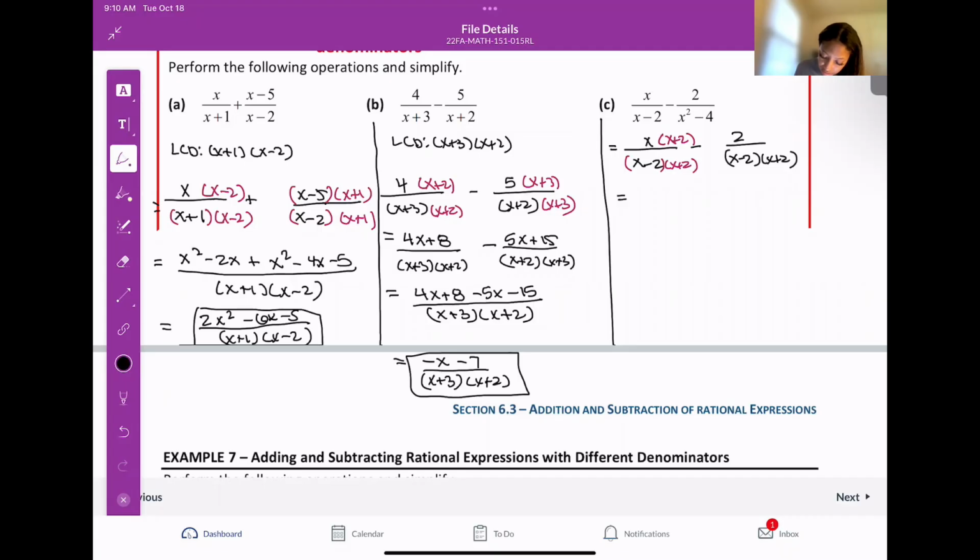This gives us x squared plus 2x over x minus 2 times x plus 2 minus 2 over x minus 2 times x plus 2. Then when we subtract the numerators, x squared plus 2x minus 2 over x minus 2 times x plus 2. This does not factor. The numerator doesn't factor anymore. So this will be our final answer.